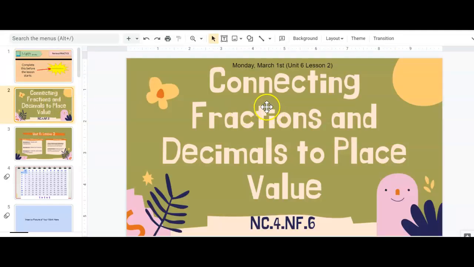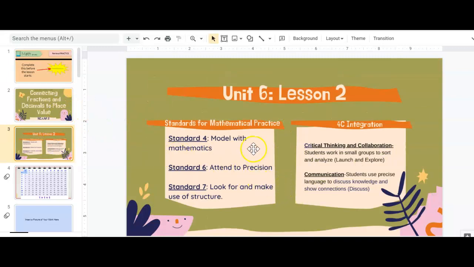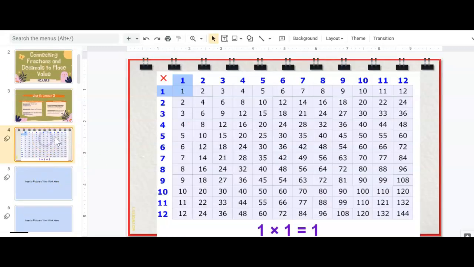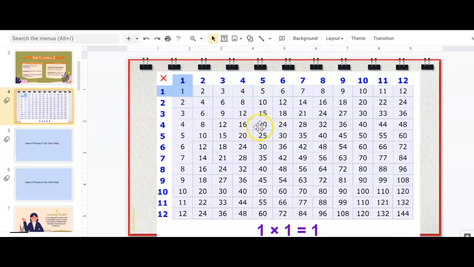Today, we're going to be talking about Unit 6, Lesson 2, connecting fractions and decimals to place value. And these are some of the things that you're going to be expected to do based off of the standards. Model with mathematics, attend to precision, and look for and make use of structure. I've got the multiplication table here as a resource for you.